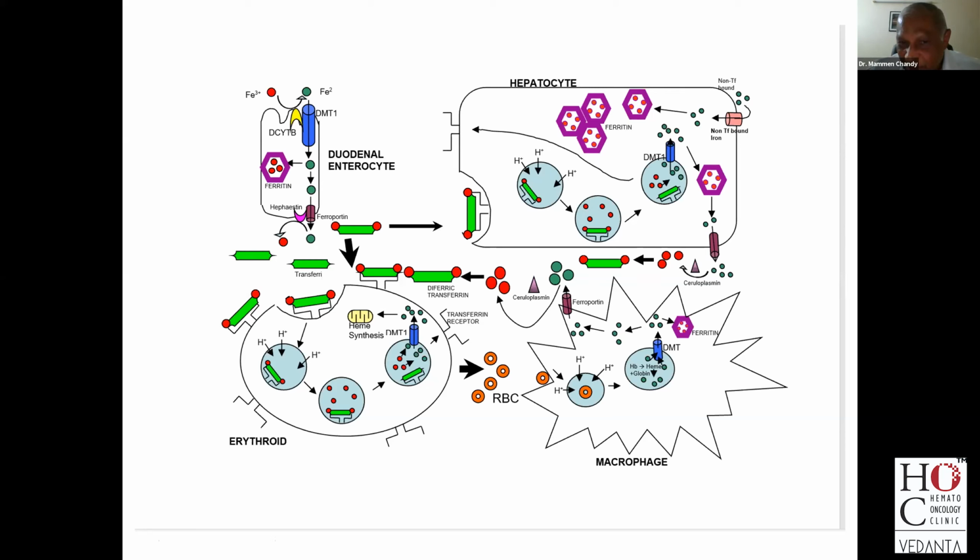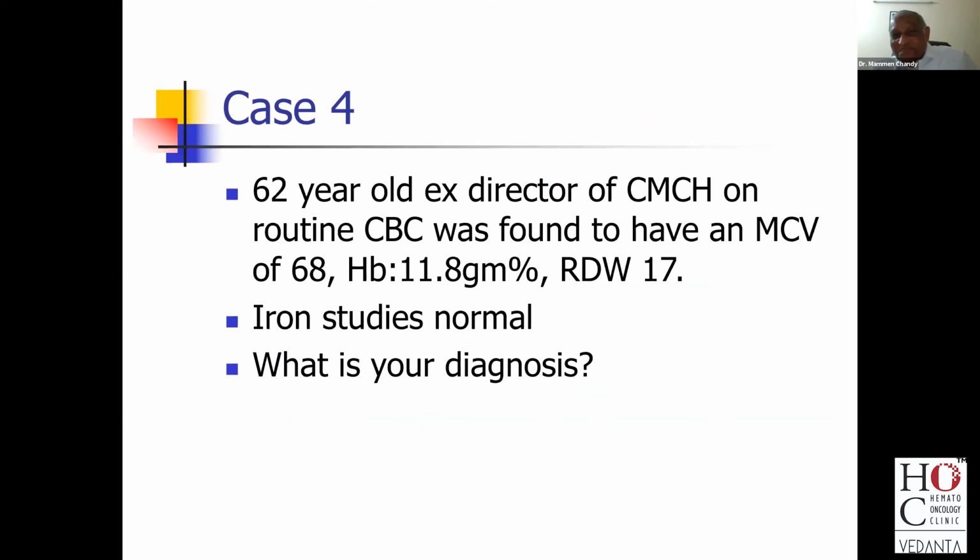Now, when red cells are broken down, as you can see here, the iron from the broken down red cells is taken up by the macrophages, and then it is released. And the master regulator of this whole process is hepcidin, right? So please remember that and go and read up a bit about hepcidin. One more case and I'll stop.